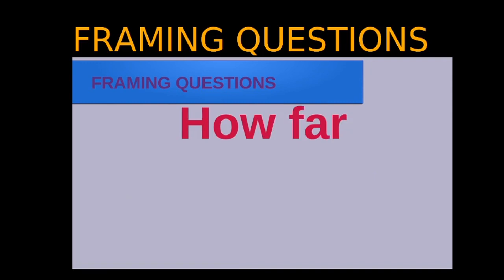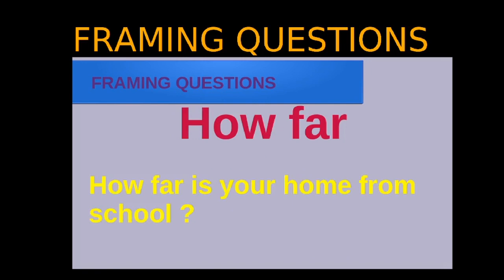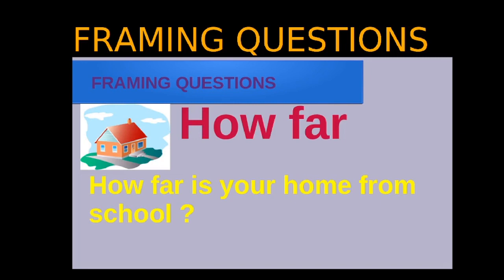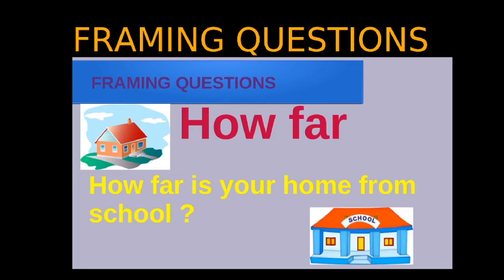And the last one is how far. How far is your home from school? You find your home and you find a school. So how far is your home from school shows the distance. So you know how far is your home from the school. You may say it's 1 kilometer or it is 2 kilometers. So the 2 kilometers or 1 kilometer tells us about a distance.